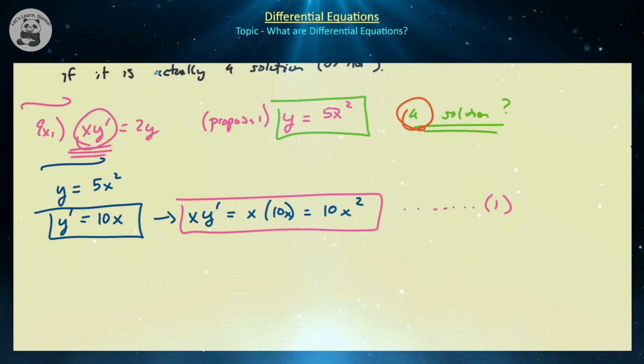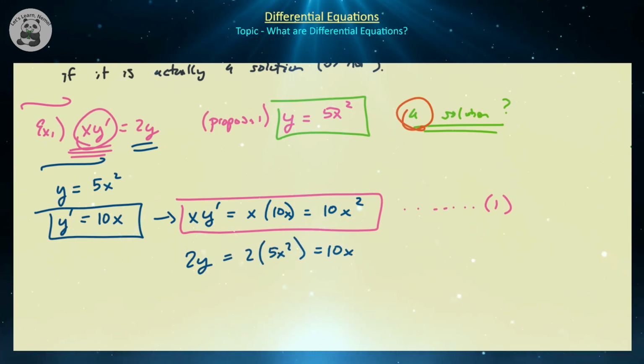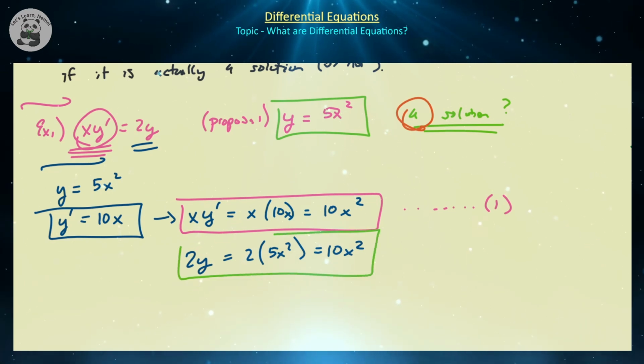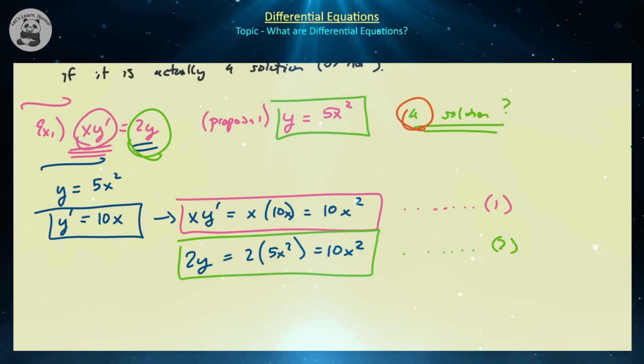Also, what is 2 times y? Now I'm focusing on the right-hand side. So 2 times y is going to be equal to 2 times 5x squared, which is equal to 10x squared. So that is the right-hand side of this differential equation there. If this is truly a solution to that differential equation, then the left-hand side must be equal to the right-hand side for this particular function.